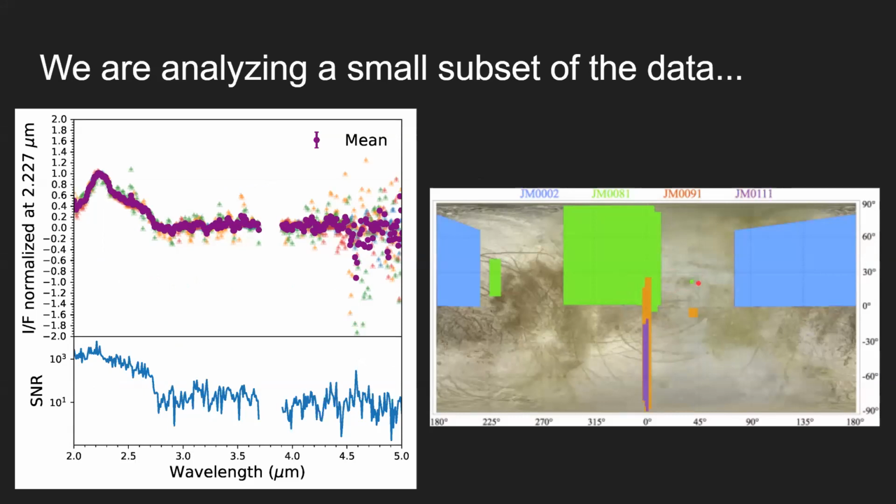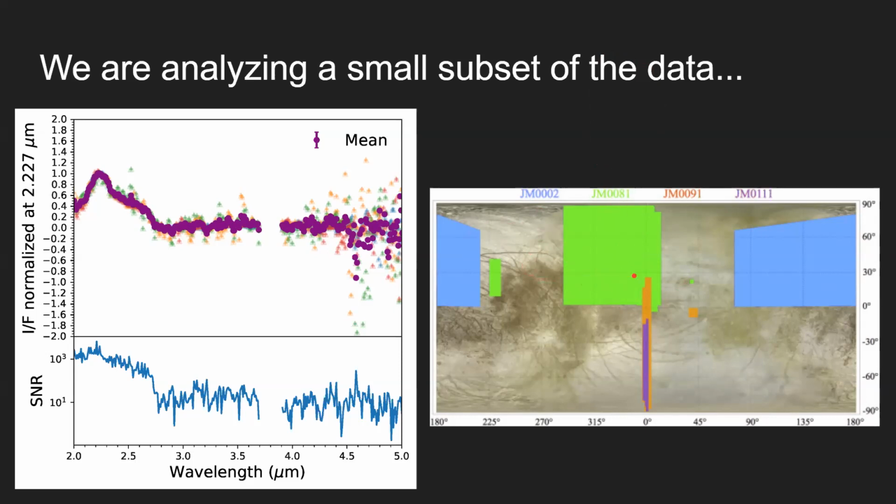The reason that we are only analyzing a small set of spectra from this very tiny region is that Juno's pixel positions on Europa are not very tightly constrained. Which means that the observational geometry parameters, like the incidence angle and emergence angle of your observation, are not very tightly constrained. That is the reason that these pixel positions are so huge.